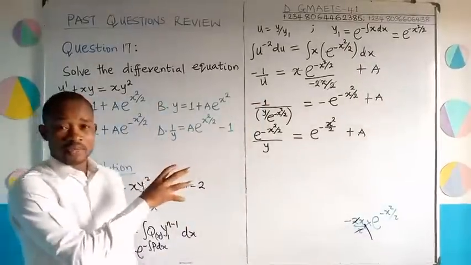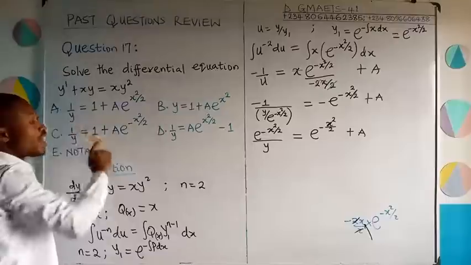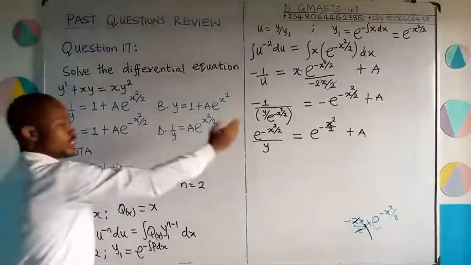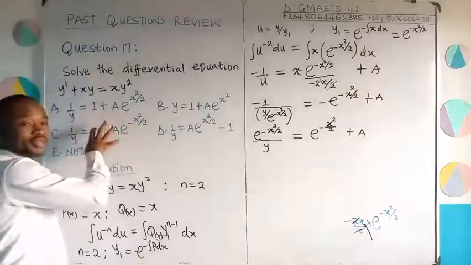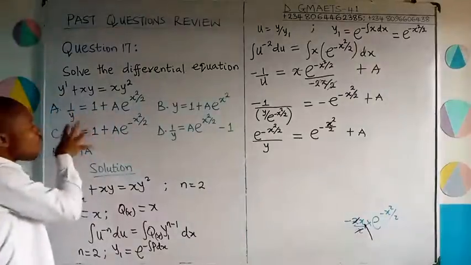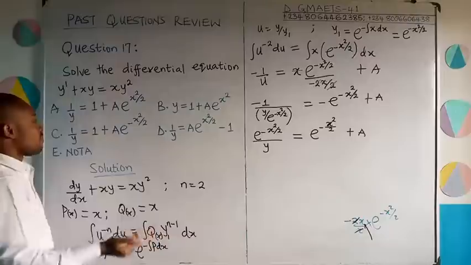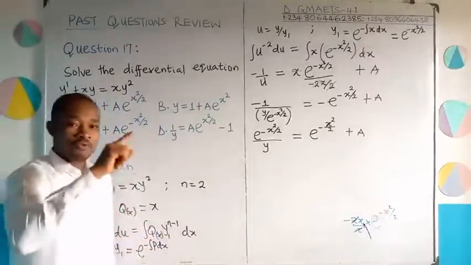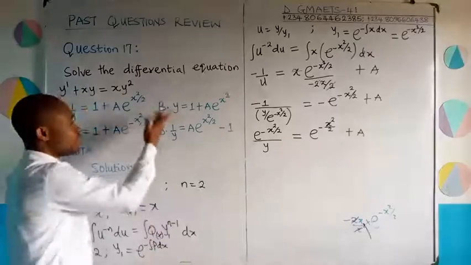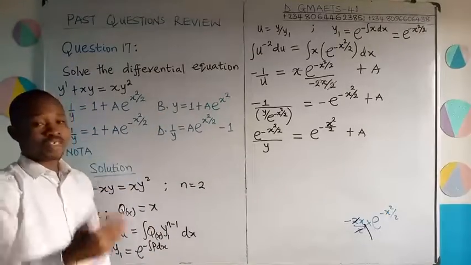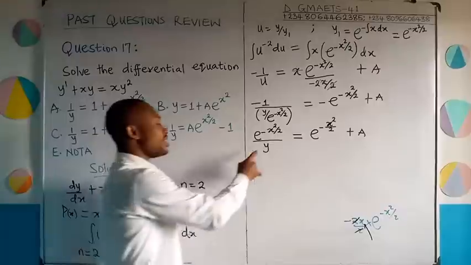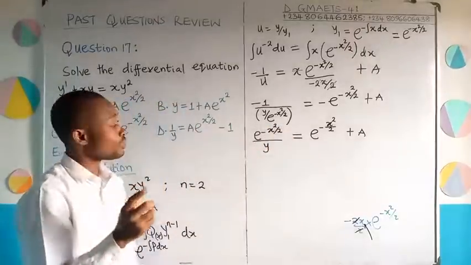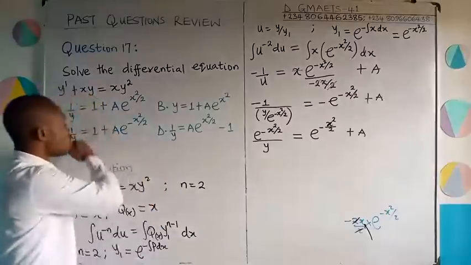This is my answer. But if I look at the options given to me, I didn't have that answer directly. But looking at the options, I can transform my answer here to the option. You observe that the y part alone had been made subject of the formula. In options A, C, and D, we have 1 over y. Then in option B, we simply had y equal to something. So this is what I'm going to do. Since y is a denominator here, I'm going to write this in such a way that y will be a denominator. And then here I have 1 over y.